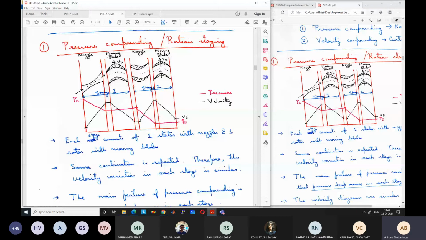Initially the pressure, and whenever I am saying pressure, the same thing holds true for enthalpy and temperature also. So pressure, temperature, and enthalpy are high at the inlet of the nozzle. Then the pressure, temperature, and enthalpy are reduced in the nozzle, and the velocity is increased from a small velocity to a large velocity. Then after passing through the moving blades, the velocity is again reduced to a small velocity. This we have already studied, just a few seconds back.